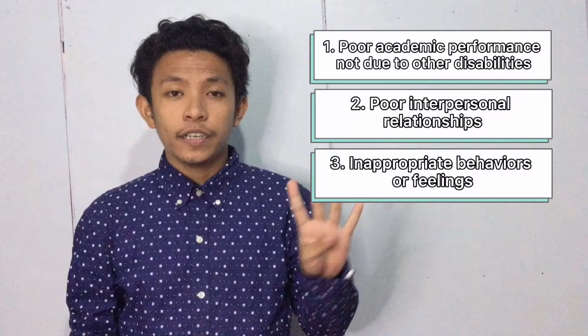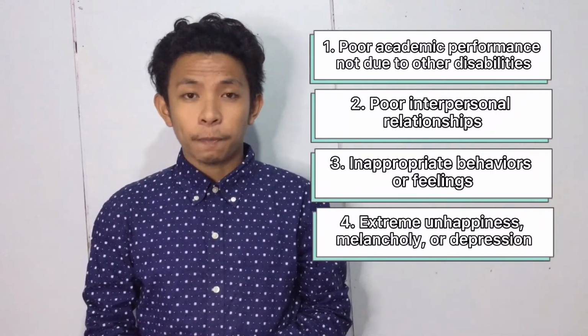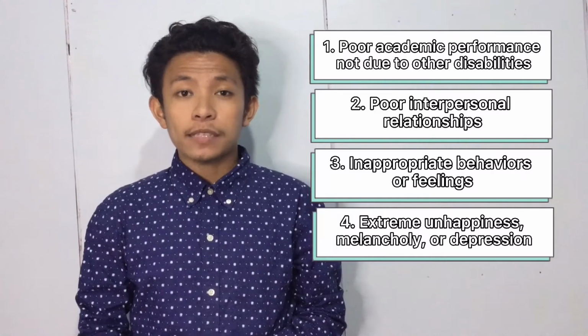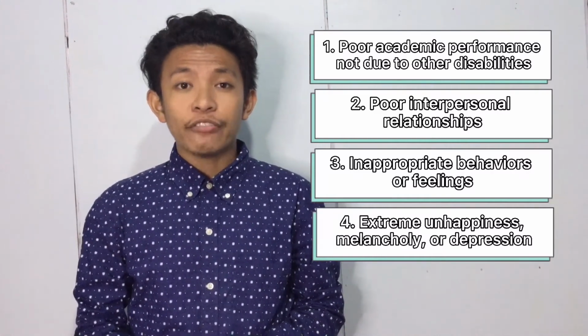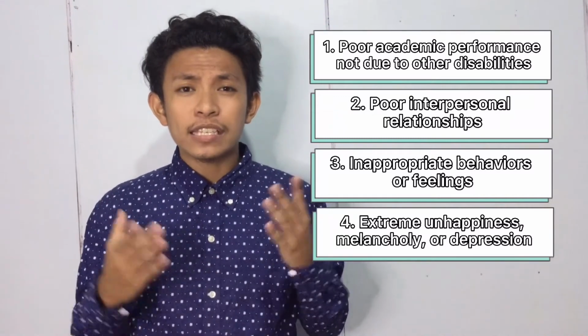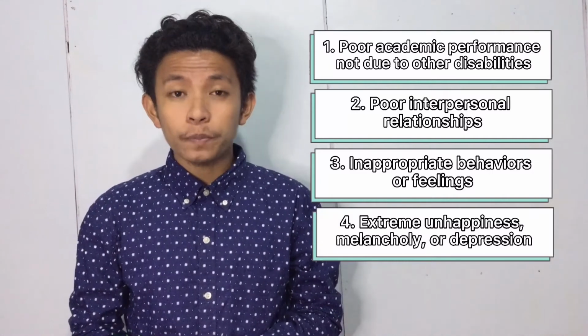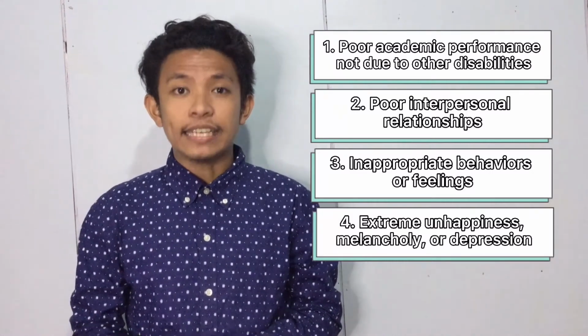Characteristic number 4. Extreme unhappiness, melancholy, or depression. The emotional problems that a student has can greatly affect his or her overall well-being. The severity of these emotional struggles can result in loss of hope and intense sadness.